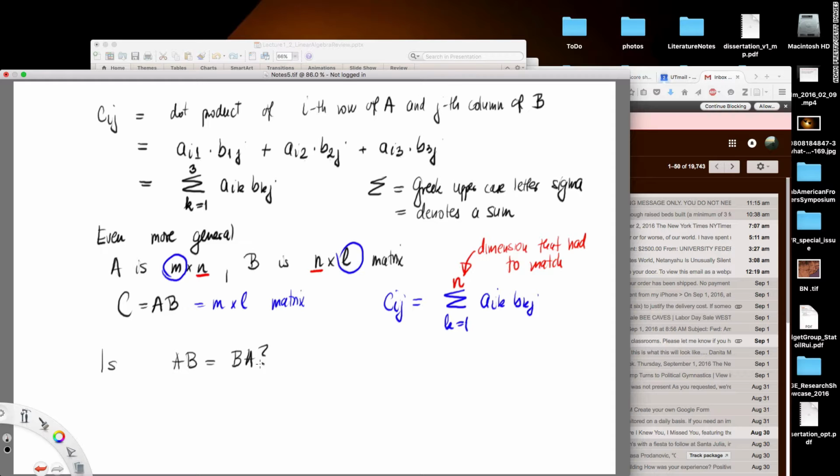But even when dimensions do match, so let's say that all of your matrices are 2 by 2, you can multiply them all day long. A times B will not necessarily be equal to B times A. So that's the fun thing about matrices. Yes? If I take A and B and transpose both of them and multiply them, do I get what the result would have been, also transposed? Yes. So (AB) transpose is B transpose times A transpose.